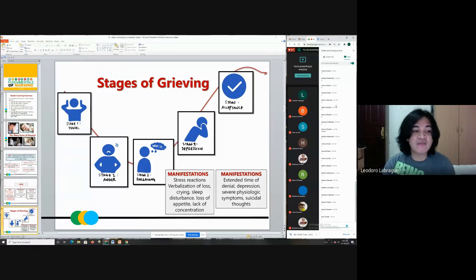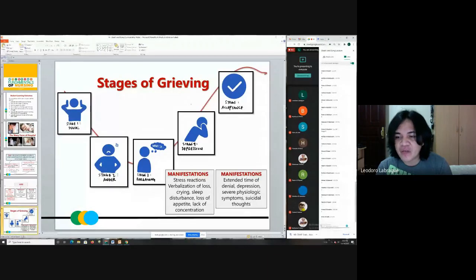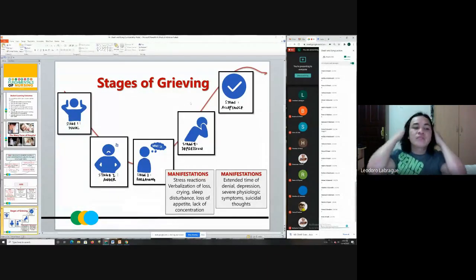Okay, these are the different stages of the grieving process. Okay, do you have any clarifications or questions? Or do you have any experience of these different stages of the grieving process? You can share, you can ask.